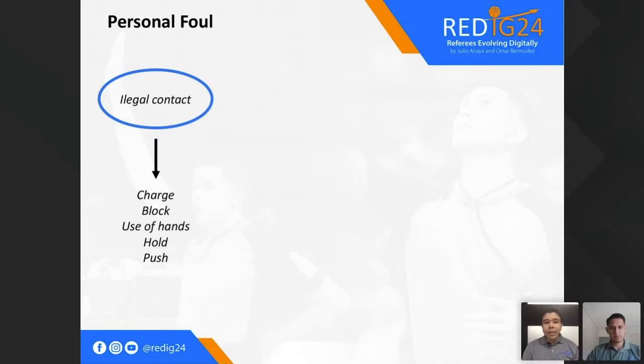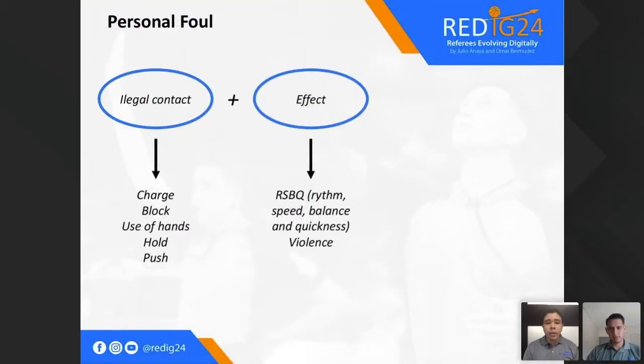Then the illegal contact by itself is not a foul. It has to be joined with the effect of this illegal contact on the action. When we talk about effect, sometimes we say the effect is losing the ball. But when can I determine that lost ball? Five seconds after, ten seconds after, and then I will call the foul?